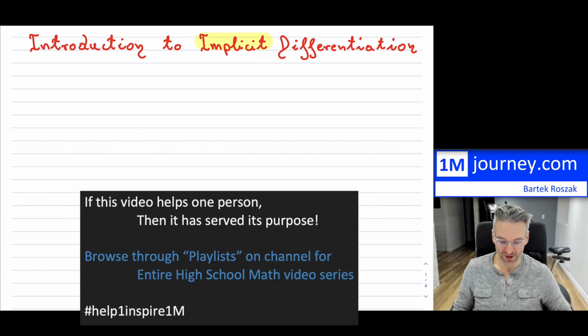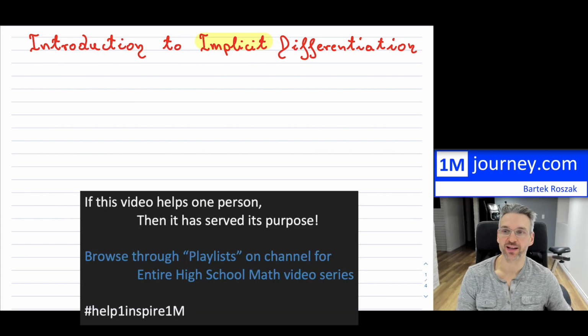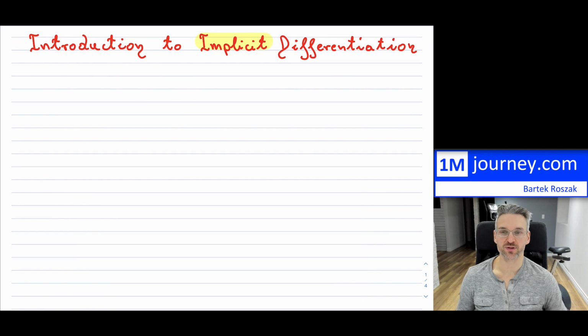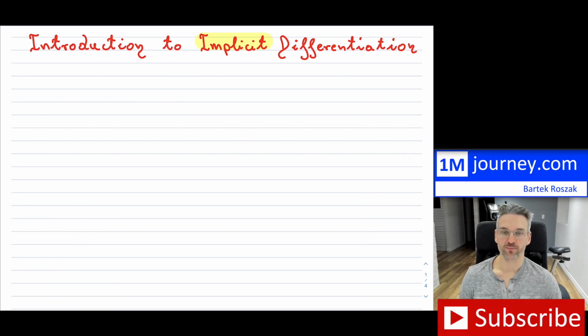Implicit differentiation, so at least the introduction to it. My assumption is that you are in calculus and you're going in for the first time and going over derivatives. You have studied them, so you know all the rules, so for the product rule, quotient rules, chain rules, and so on.